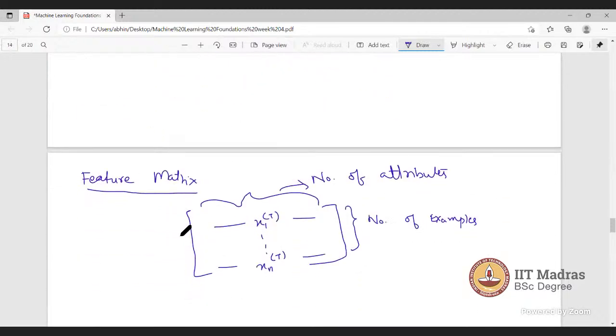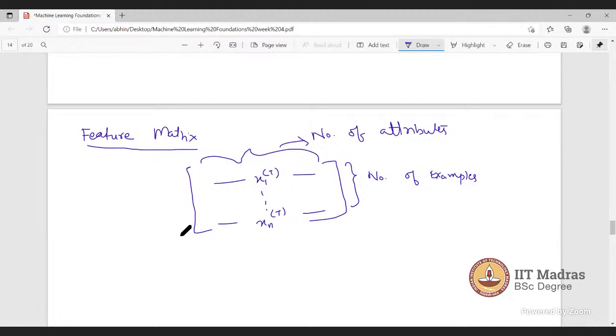Next thing is feature matrix, which is covered in week 2. I think by now you people know what is feature matrix. Suppose I have a training example. That training example will consist of different features or attributes. When we stack those features together, we call it a feature vector. And all the feature vectors for all the training examples, when we keep them in a matrix where each feature vector is transposed and kept as rows, we call it a feature matrix. So basically the columns represent the number of attributes or features present in the input, and the number of rows will represent the number of examples present. Okay, so this is what a feature matrix is.